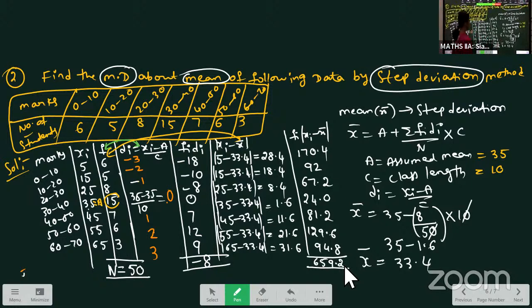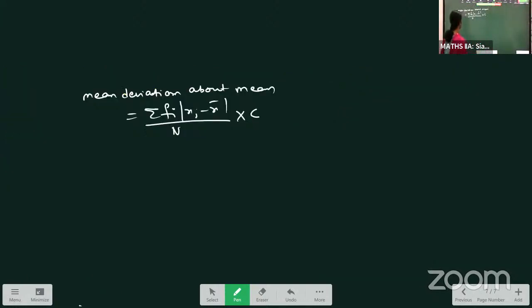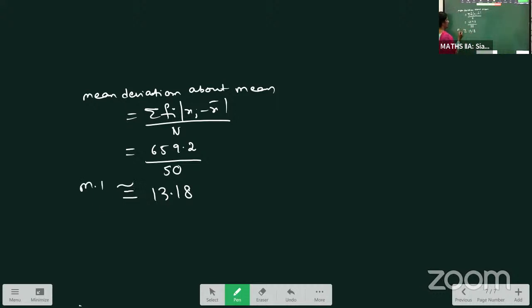659.2. Now go to the formula and substitute. Sigma Fi into Xi minus X bar is 659.2 by N, the sum of the frequencies, which we got as 50. So substitute it. It is equal to 659.2 divided by 50, which is approximately 13.18. You can write the approximate symbol like this, or you can write equals. This is the mean deviation about mean when continuous data is given.